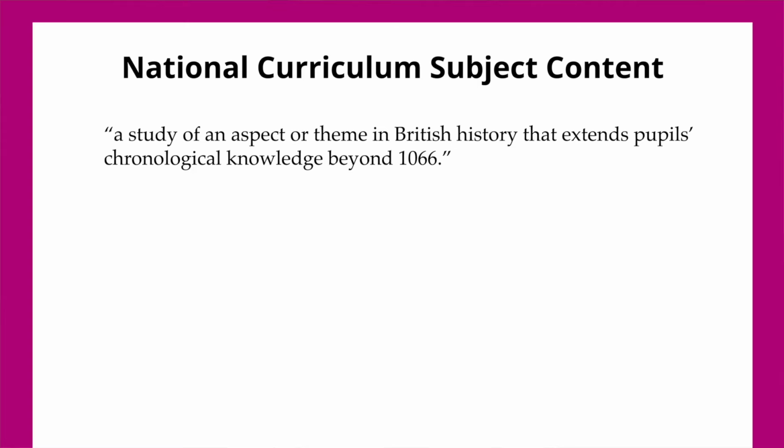The national curriculum states that pupils should be taught about a study of an aspect or theme of British history that extends pupils' chronological knowledge beyond 1066. This unit supports pupils to understand the highly significant theme in history beyond 1066, but focuses on the civil rights movement in the United States during the 1950s and 60s. In doing so, it extends pupils' historical study beyond the requirements of the national curriculum.